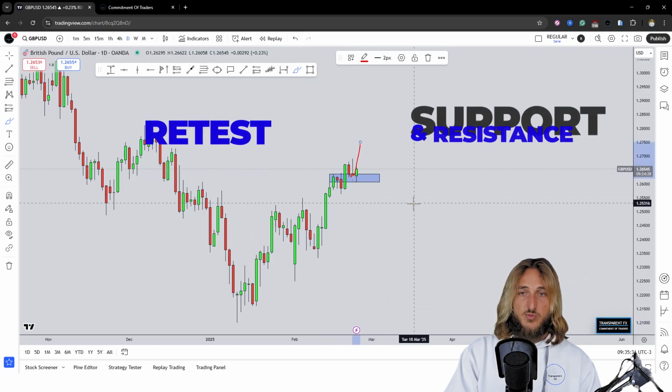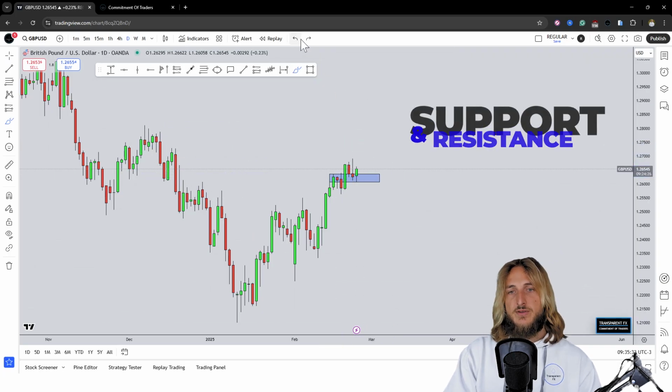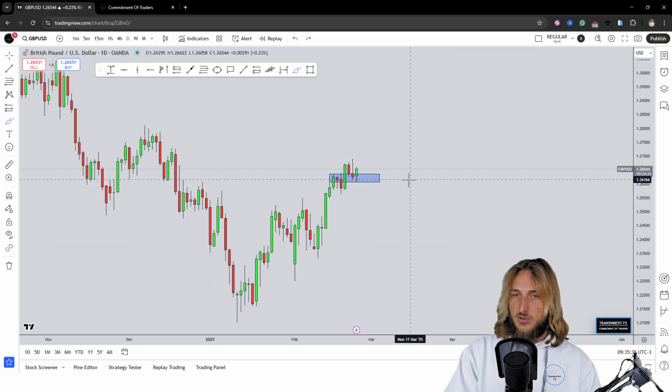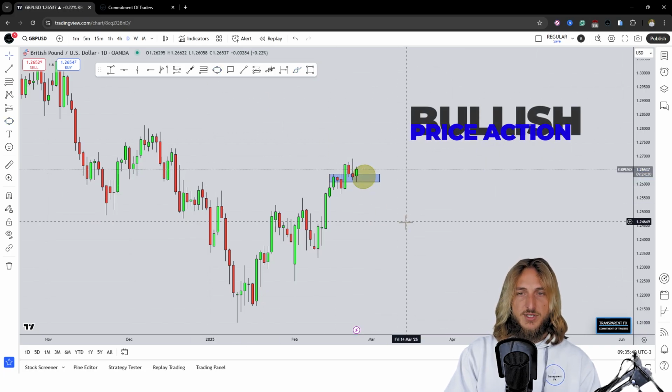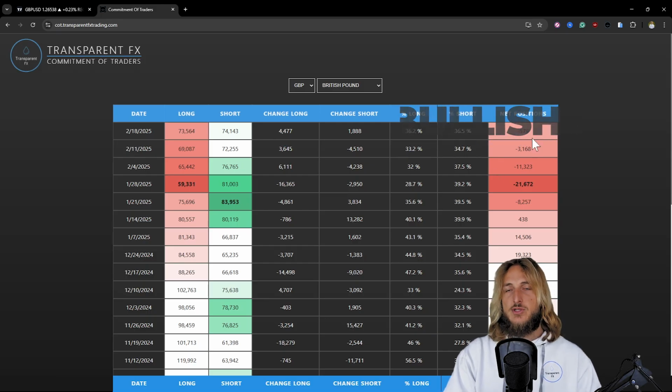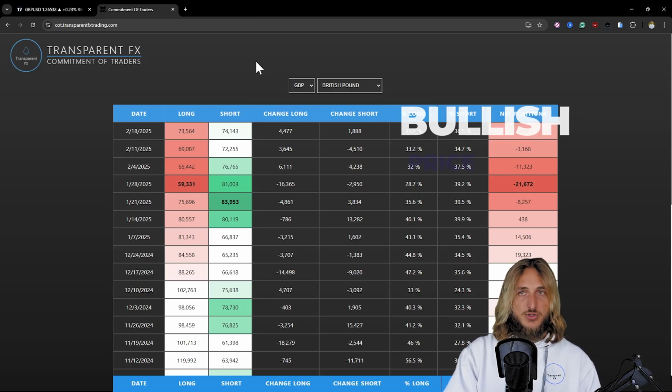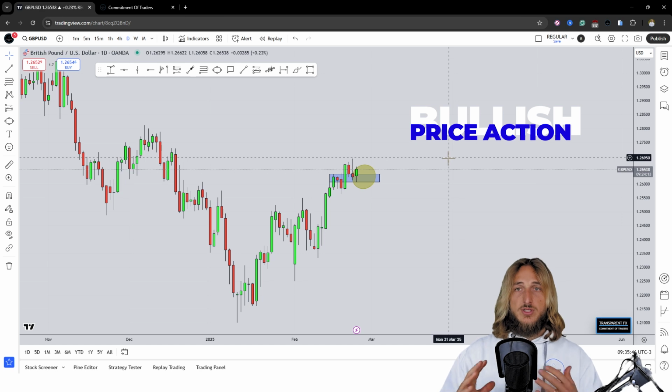So here on the daily, what you would expect is to see a retest of the previous resistance turned support and then a rejection to the upside, which is in fact exactly what the market is currently doing. So we have a market which is currently rejecting to the upside previous daily resistance turned support, with institutions currently moving to the bullish side for GBPUSD. So this is the current situation.